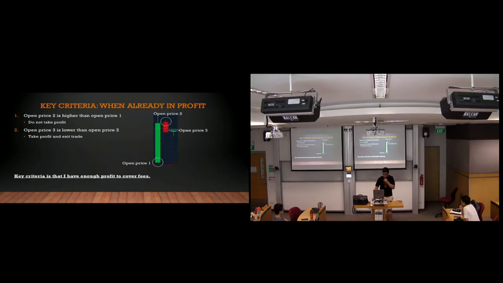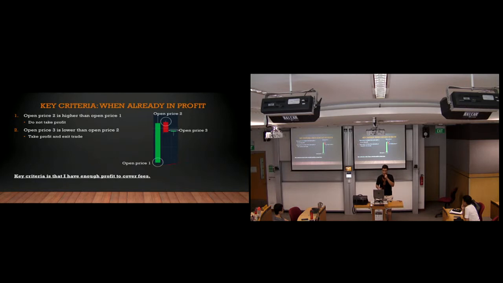And finally, the third one opened at a level that is lower than the second price. Therefore, at this point in time, the algorithm detects that the profit wave is over. It might be going to change, and it will just secure the profit at that level. The one key thing about taking profit in this way is that I set the criteria in such a way that I have enough profits to cover my fees first.